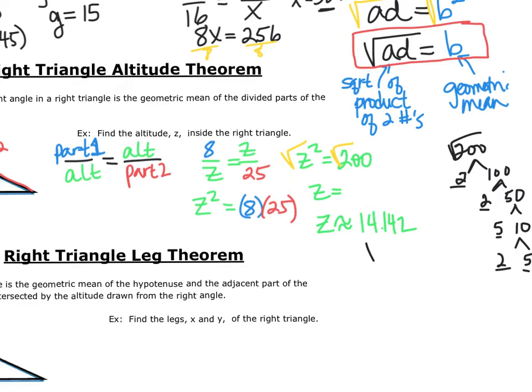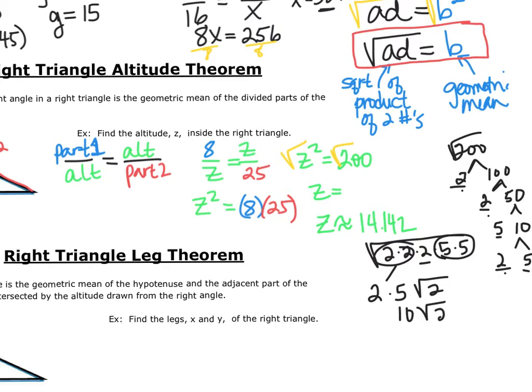Then I take all the pairs. So I have 1, 2, 3 2s, and two 5s. So I have a pair of 2s, and the square root of that is 2. I have a pair of 5s, and the square root of that is 5. And then we'll leave our 2 underneath the radical, so we have 10 square root of 2.